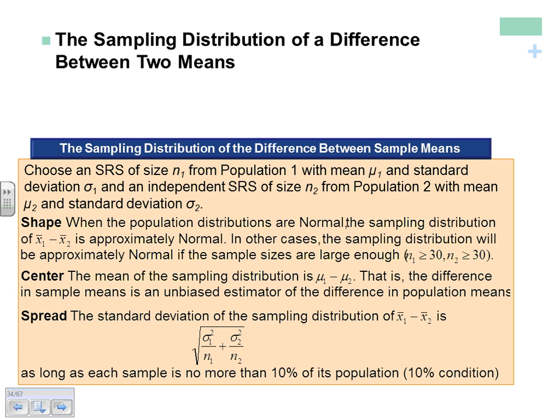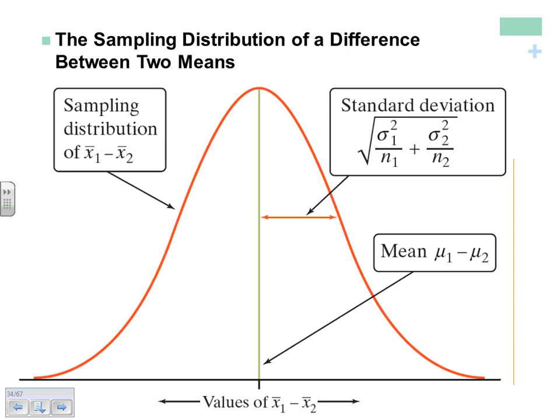All right, so the shape is going to be normal if both of the populations are normal. If we don't know that, then we're going to have to see that both of the samples are normal, and if we don't know that, then we're going to have to investigate with a graph, and I like to use the box plot. The center is just going to be mu sub 1 minus mu sub 2. And the spread is going to be the square root of both of the variances added together. And we have to check the 10% condition for that. So here is just a graph of everything in summary.